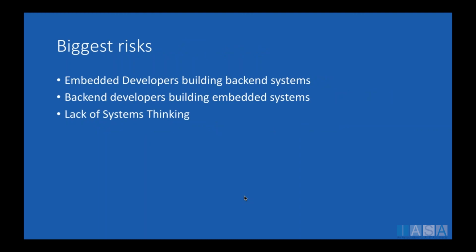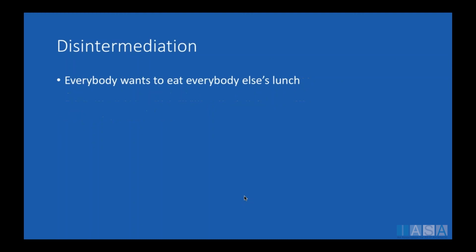Other things to avoid is to watch out for embedded developers who've decided that they're going to build a back-end system. Usually doesn't go well. Watch out for back-end developers who've decided to bring their hobby to work and build embedded systems and start messing around on the devices. Try to keep people into their specialities. No one person's going to be able to do it all. And again, watch out for that lack of systems thinking.